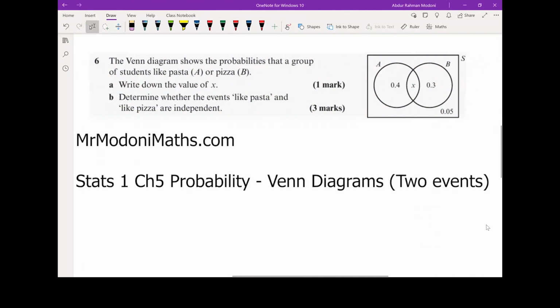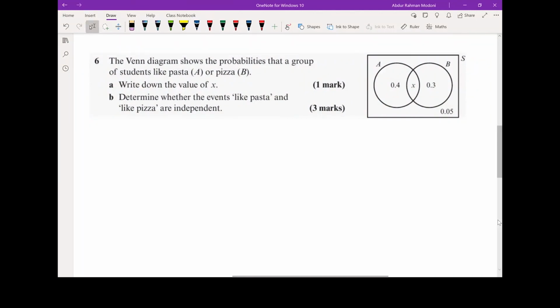Okay, so let's take a look at this example. It starts off by saying the Venn diagram shows the probabilities that a group of students like pasta, which is represented by event A, or pizza, which is represented by event B, as we can see here. It wants us to write down the value of X.